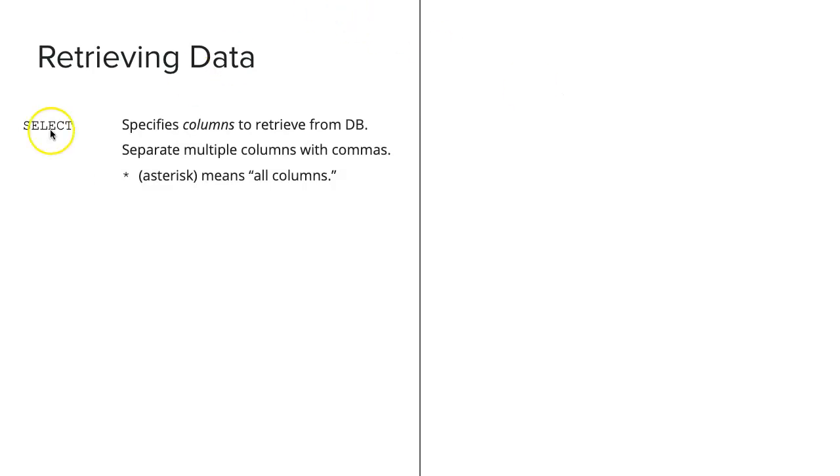The first command is select, and what select does is allow us to select specific columns I want to retrieve from the database. So something like this, and we can use commas to specify what columns I want to see, or we could just use an asterisk to select everything, a blanket statement.